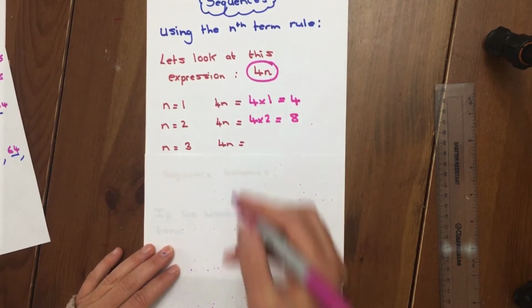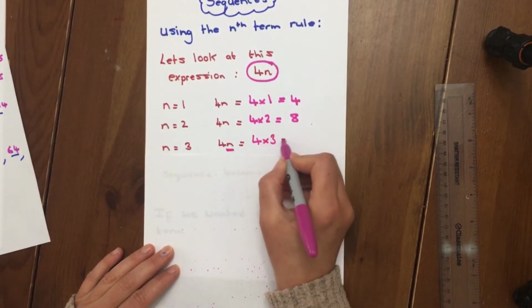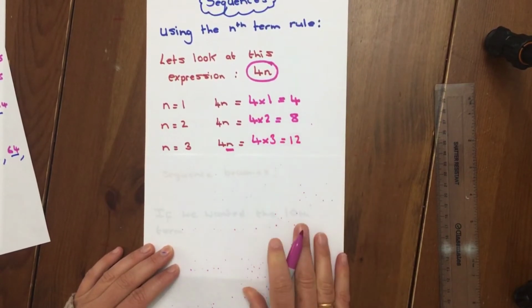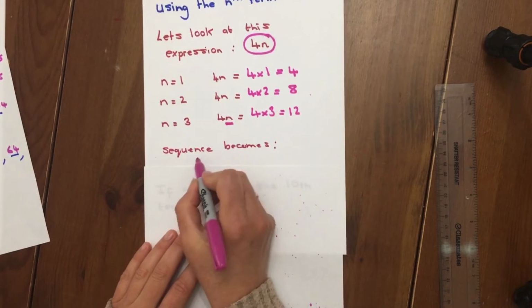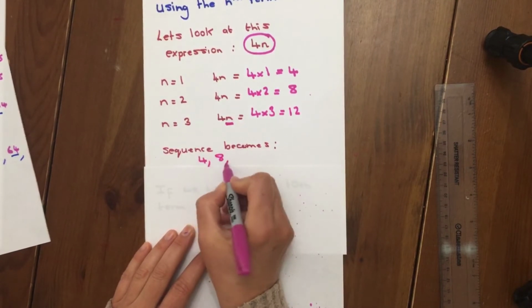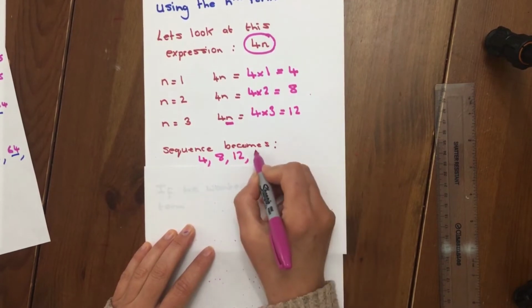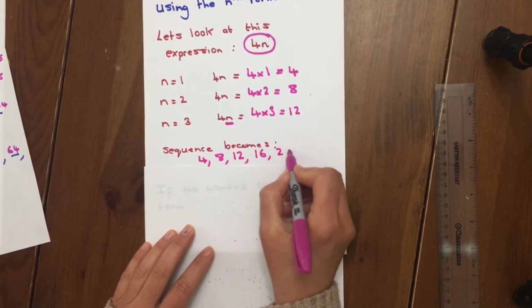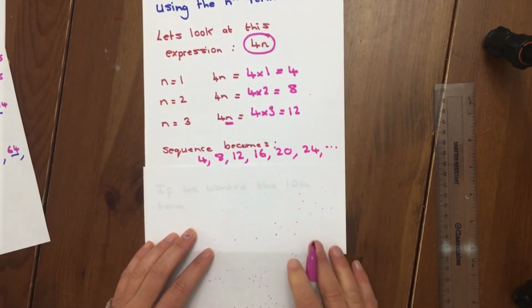Put n equals 3 in, so n is 3, 4 times 3 is 12. So my sequence becomes 4, 8, 12. It's going up in 4s. So if I was to continue it, I would go like this, and it will carry on forever.